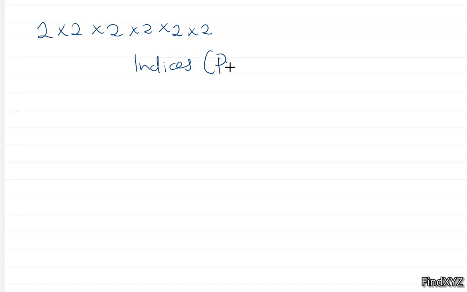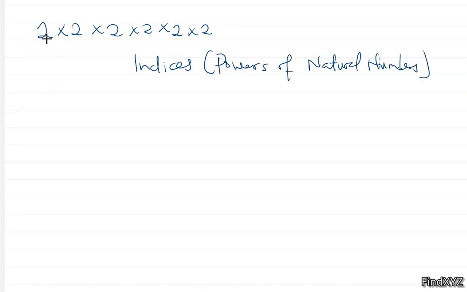Given 2 times 2 times 2 times 2 times 2 times 2 a number of times, is there a better way of expressing this without repeating 2 a number of times? Fortunately, yes. Save us all the time and effort you use in writing 2 times 2 times 2 times 2 times 2. That brings us to our concept of the day, which is known as indices, commonly referred to as power of natural numbers.